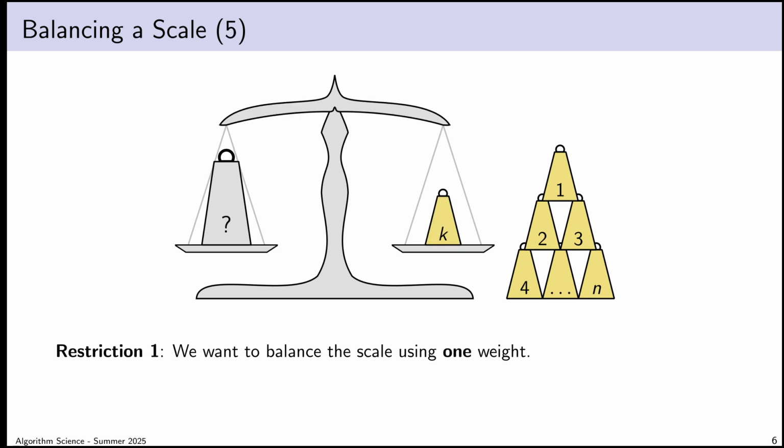Okay, so the first restriction, I want to balance the scale with one weight. And that's it. I can't put a combination of weights on there, but I have access to single weights that represent every possible value. So there shouldn't be an issue where I don't have the weight that I need. And the only way to test a weight is by putting it on the scale.